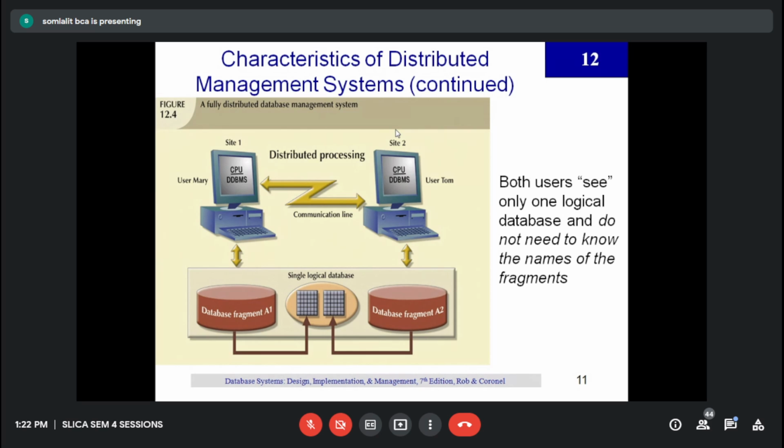Are you getting it? So one of the key characteristics of the DDBMS is that the user might or might not be knowing about the distribution of the data. For them, that is one single database. Okay.